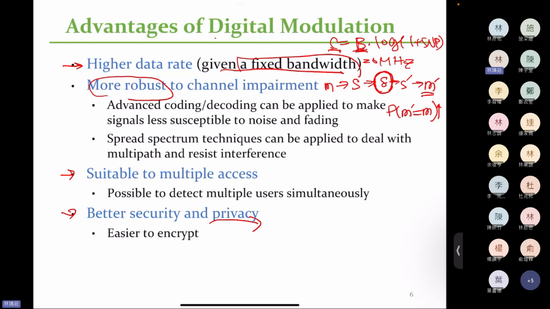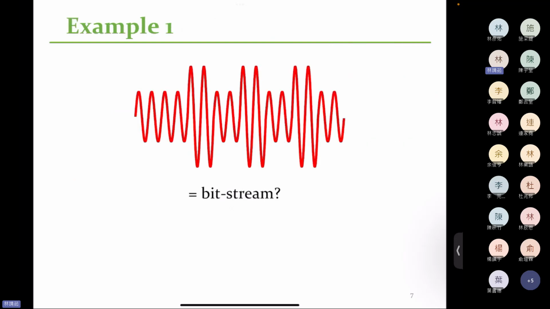All right, so there are, of course, several theories and mathematical proofs showing that digital modulation can perform much better than analog modulation, but we will not give you those proofs, okay? You just need to remember these are the benefits of digital modulation. Okay, so now we know the difference between analog and digital modulation. We also know the benefit of digital modulation.